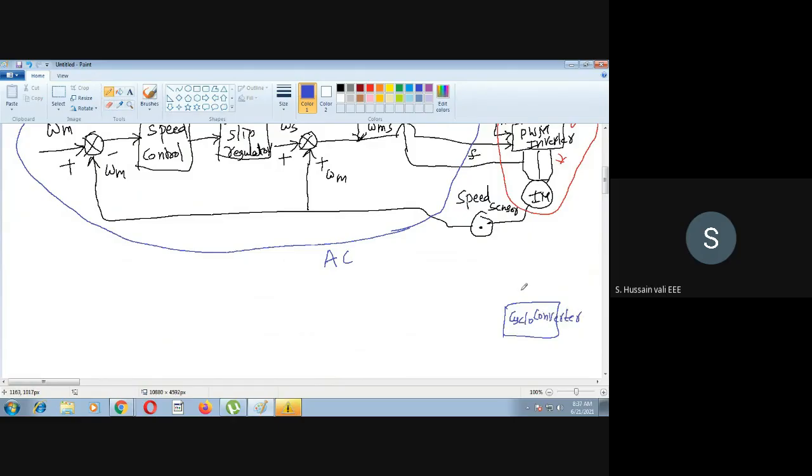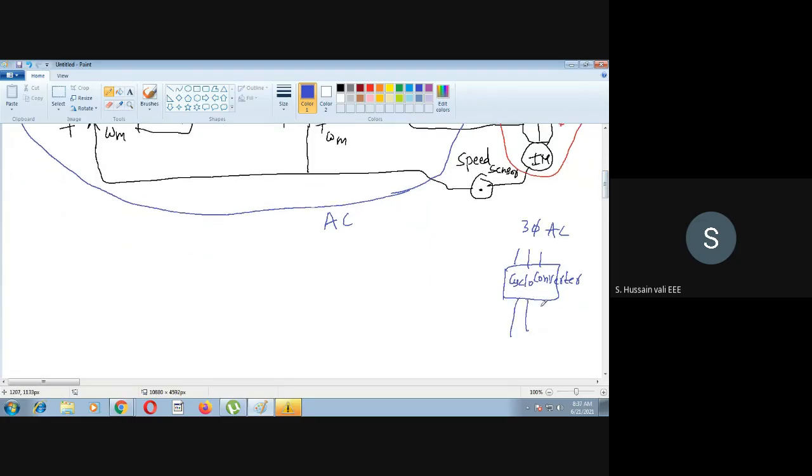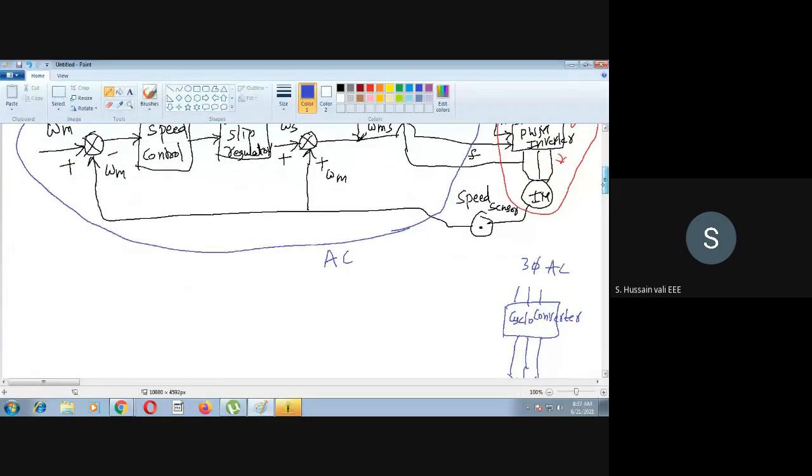This is a cycloconverter. So you have the three phase AC here. Then that goes to the induction motor. Nothing else. So that directly goes to the induction motor here. Whereas you get the feedbacks here. The frequency will get the feedback here. And the remaining everything is the same.